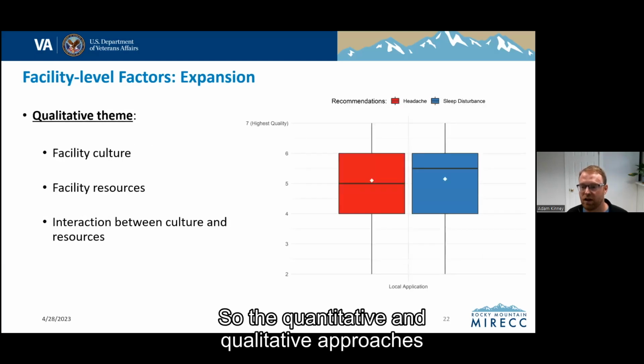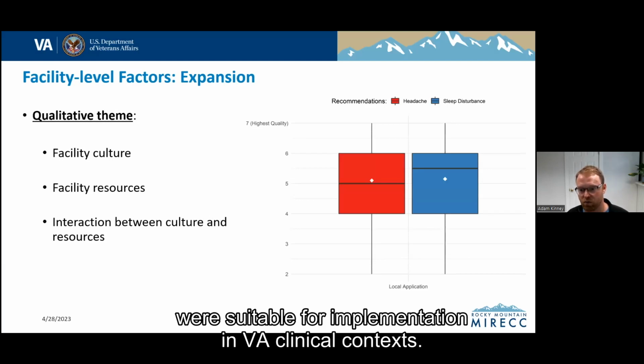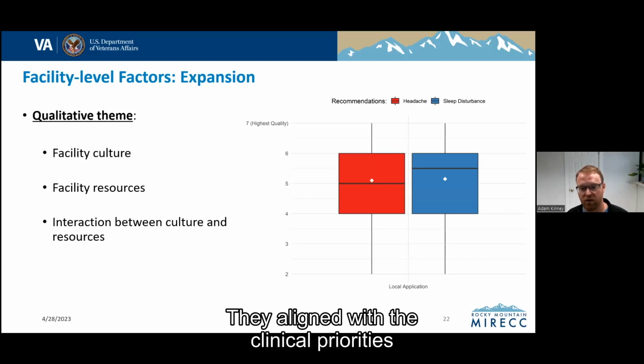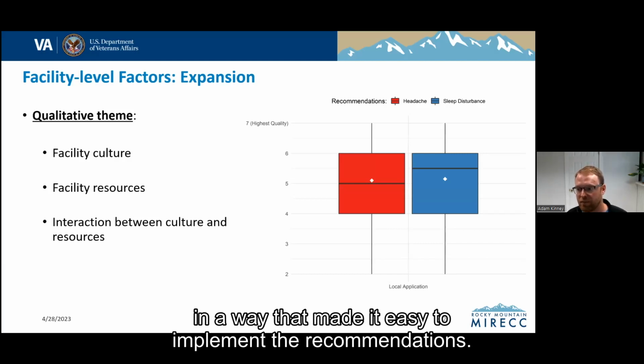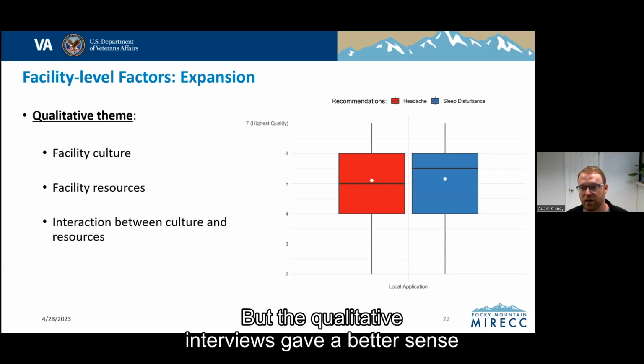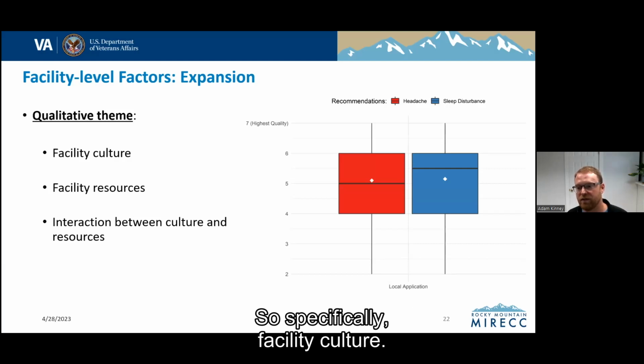So the quantitative and qualitative approaches both revealed that the recommendations were suitable for implementation in VA clinical contexts. They aligned with the clinical priorities and the characteristics of the facility in a way that made it easy to implement the recommendations. But the qualitative interviews gave a better sense of the specific forces at play that affected that alignment. So specifically, facility culture.